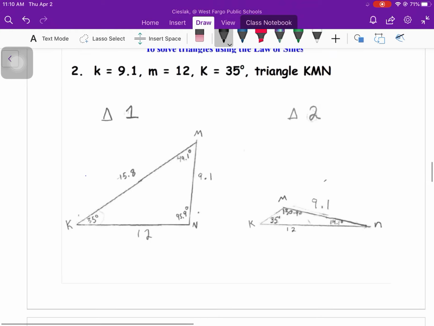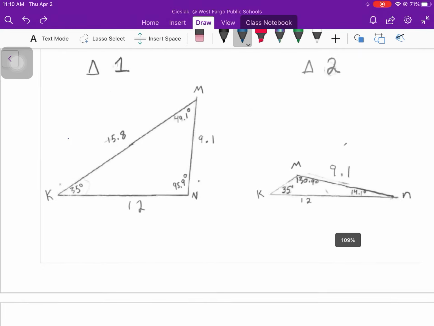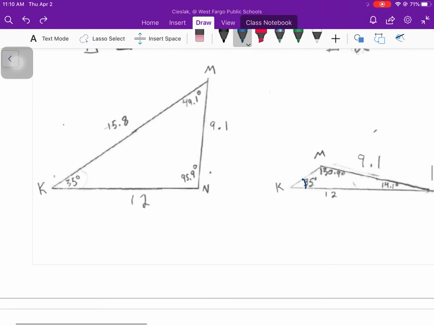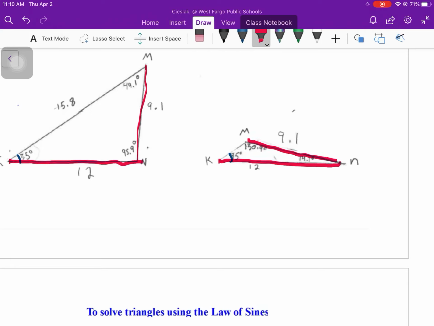Now, typically what I do is I do this on the active board, and what you're going to see is an actual representation of these two triangles. What I normally do is take this one here and drag it over the top of this one, and you guys can see that all of our starting information matches up perfectly. This angle and this angle match up perfectly. This side length of 12 is the exact same length. They line up perfectly. And MN is 9.1 and 9.1.